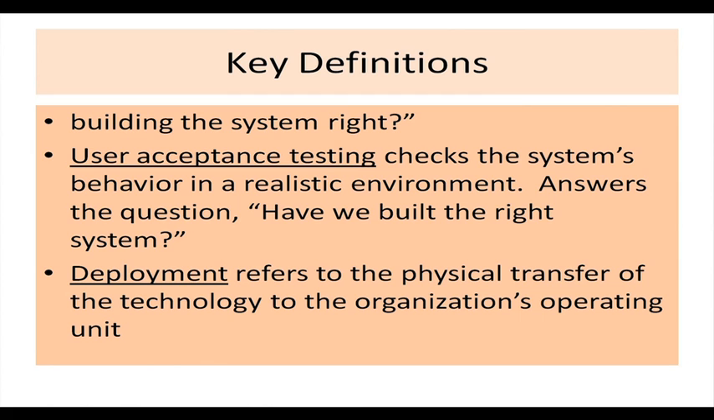Now, we will talk about two things, that is testing and deployment. What do you mean by testing? User acceptance testing, that is where you have to check the system's behavior in a realistic environment. Now, the thing is, have we built the right system or not, and then deployment. Once you have built the system, then you are going to deploy. It means that you are going to transfer the system to the organization, so that it is going to operate. Now, I am going to give you one example related to testing and deployment in our context.